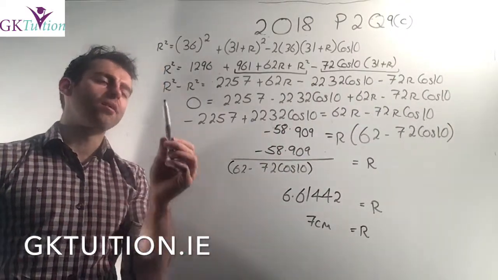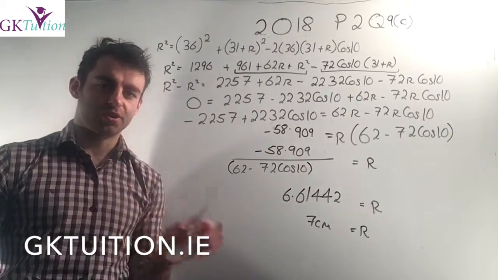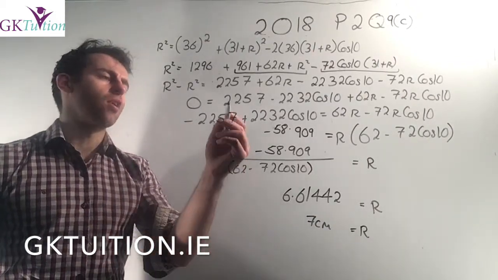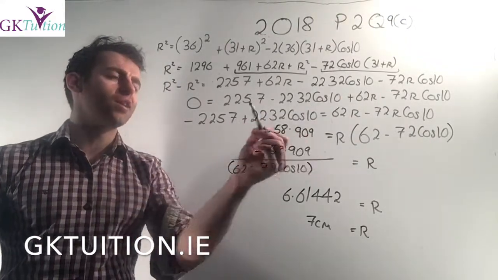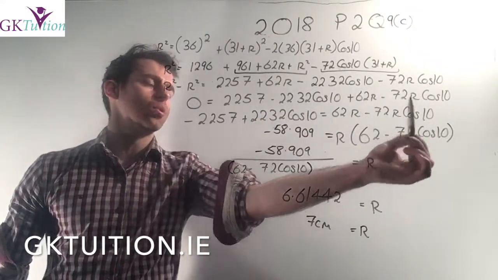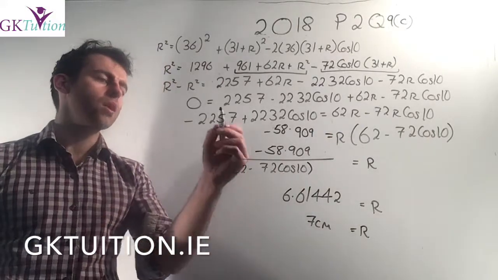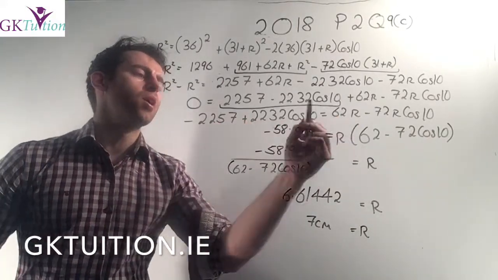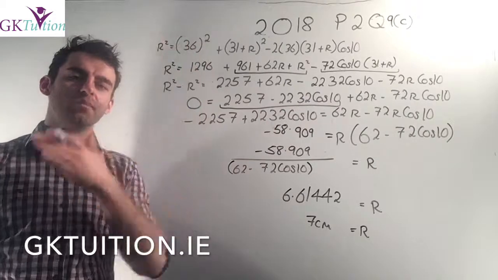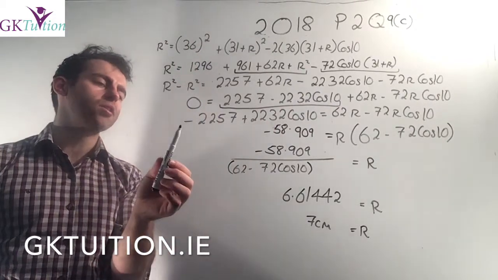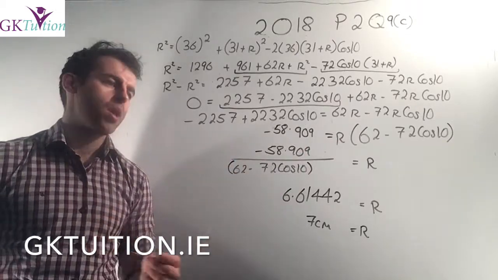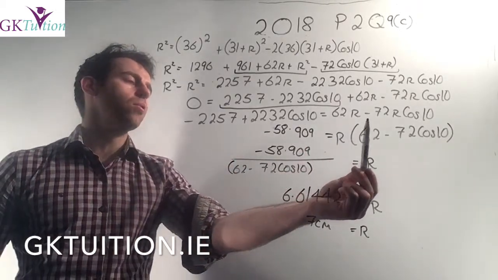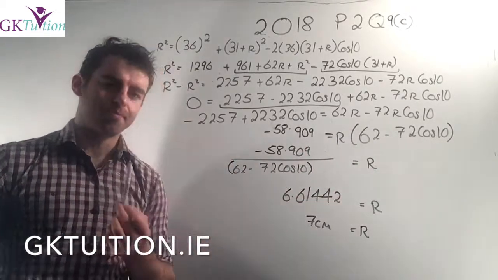Now on the next line, my OR squared is cancelled, so my left-hand side is just a 0. And I've 4 terms on the right-hand side, and all I've done is I've grouped the terms, the actual numbers, and then the terms with ORs in them together. Now these two terms are just numbers, so I brought them to the left-hand side. I get minus 2257 plus 2232 cos 10. And on the right-hand side, I've got 62 OR minus 72 OR cos 10.